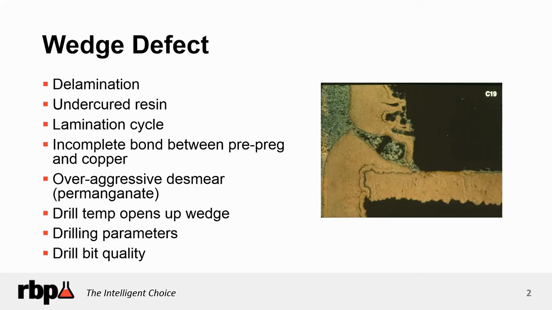But don't discount drilling. Drilling is a very aggressive process itself. It generates a lot of heat, and it too can open up the wedge. So look at your drilling parameters, your feeds and speeds, the quality of your drill bits, and the other parameters related to the drilling operation.